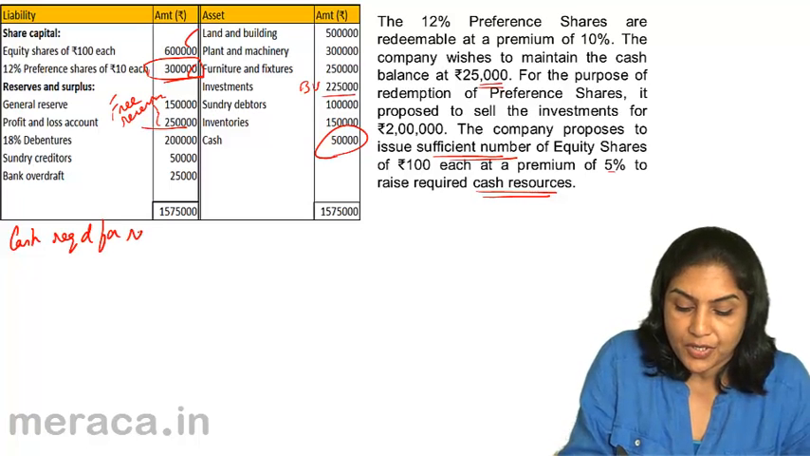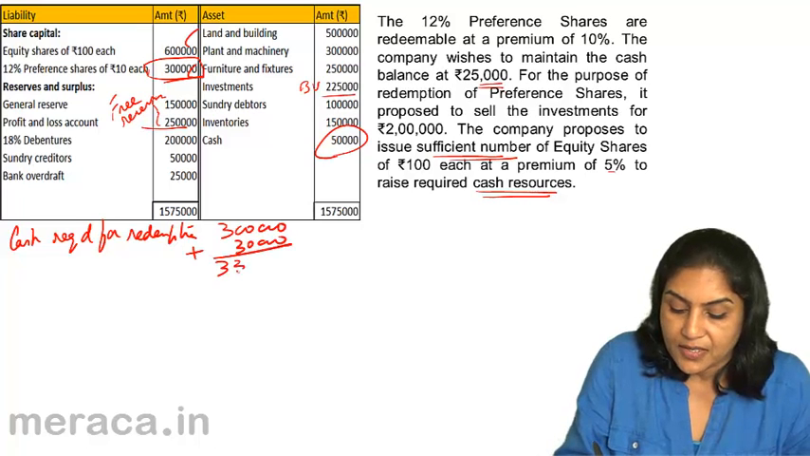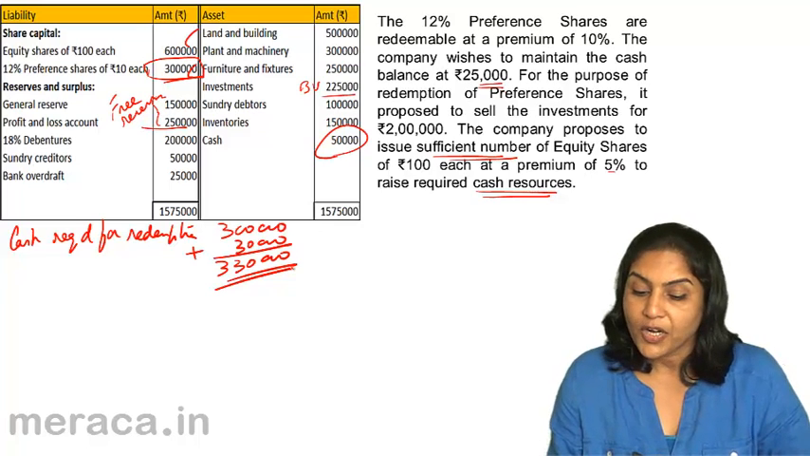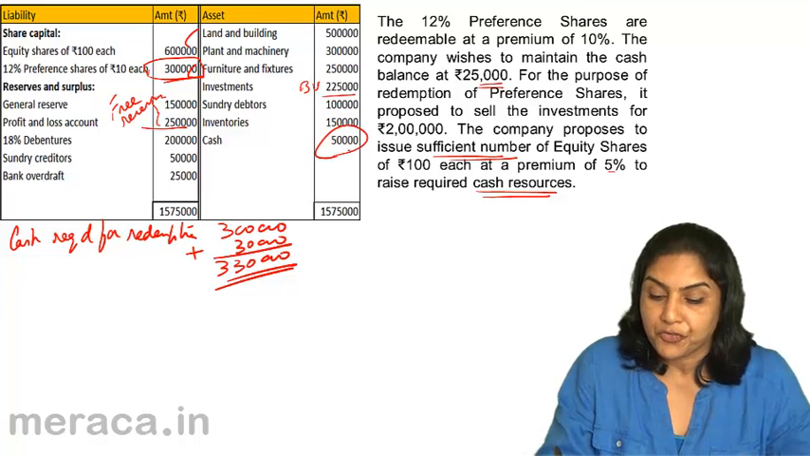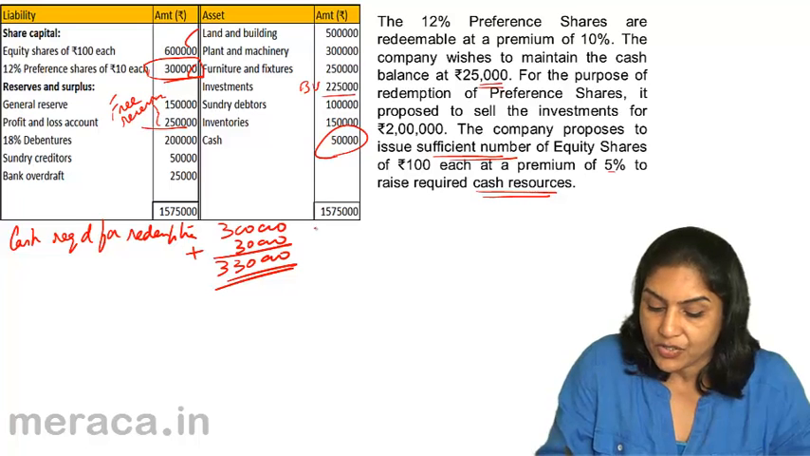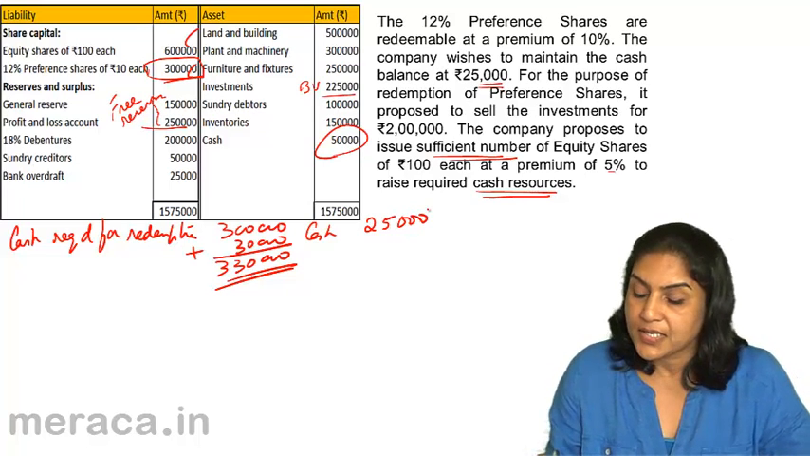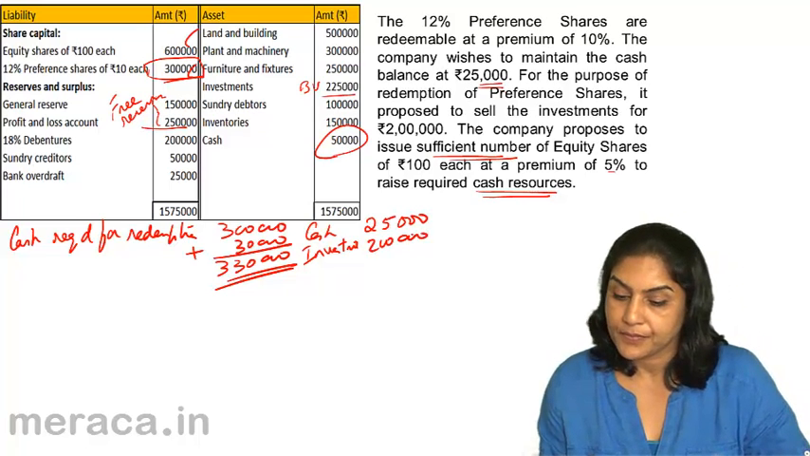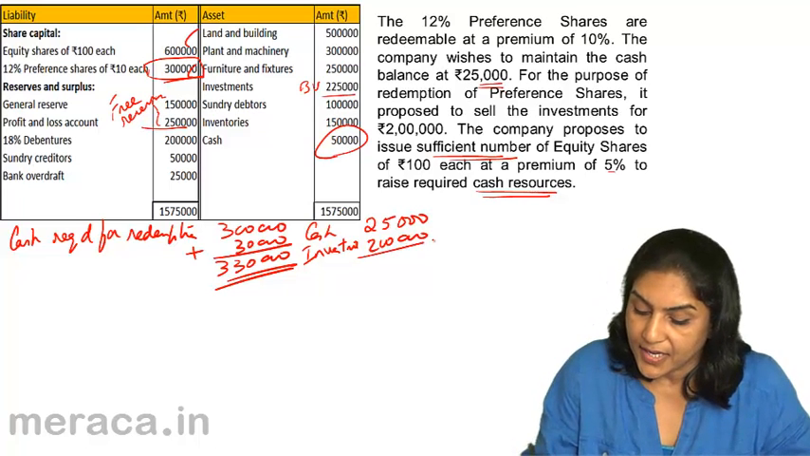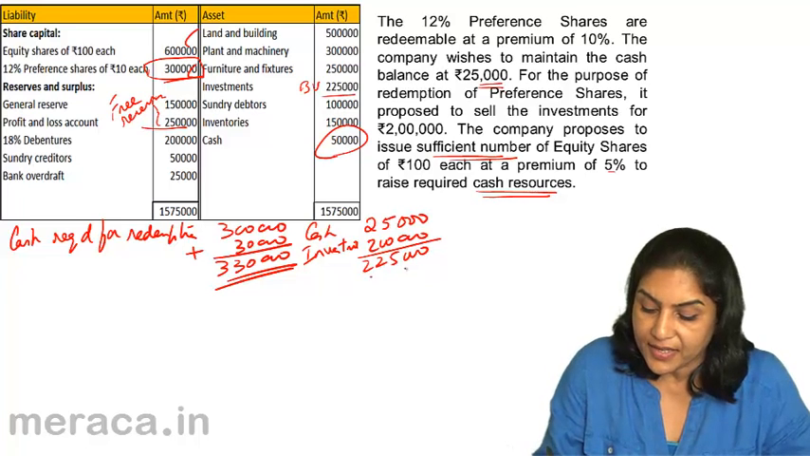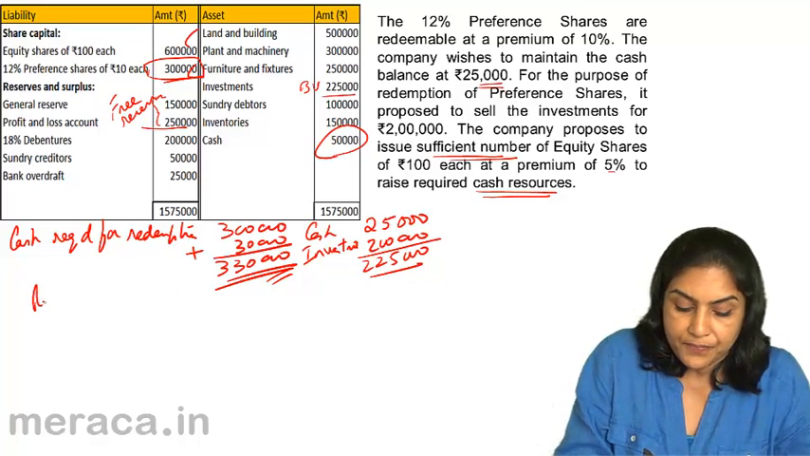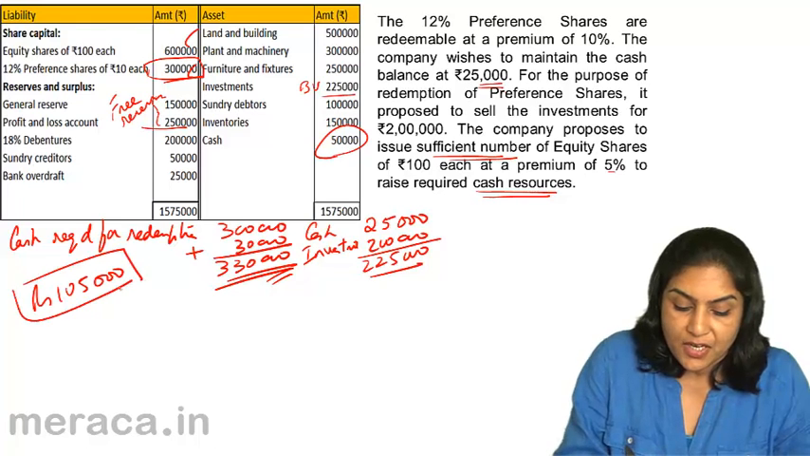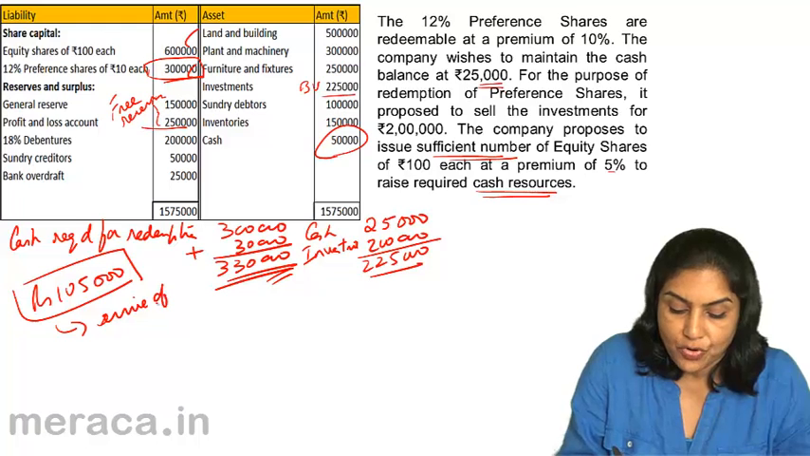So let us see what is the amount of cash required for redemption. Cash required for redemption is 3 lakh preference share capital plus 30,000. So we need 3,30,000. What is available to us? Cash, there is already a balance of 50,000. Since we need to retain 25,000, let us assume that cash balance available is only 25,000. Next, we sell investments. From sale of investments, we get 2 lakh. There is nothing else. So we have raised 2,25,000, but we need 3,30,000. Therefore, a balance of rupees 1,05,000 has to be raised from issue of equity shares.